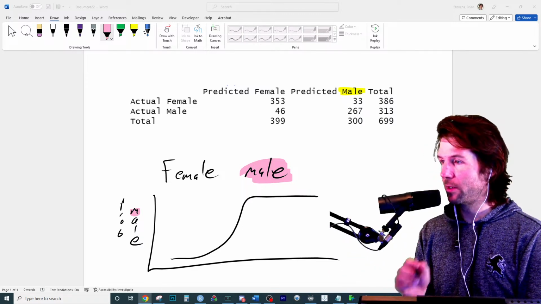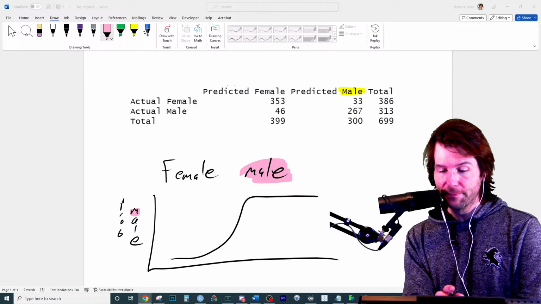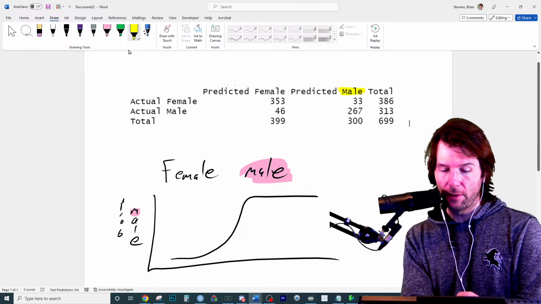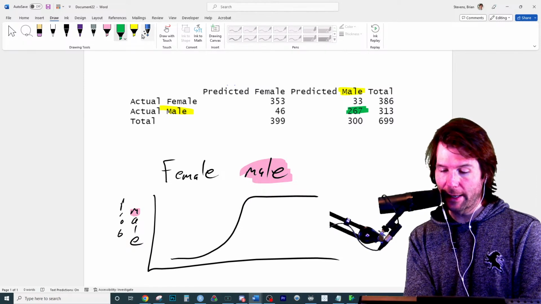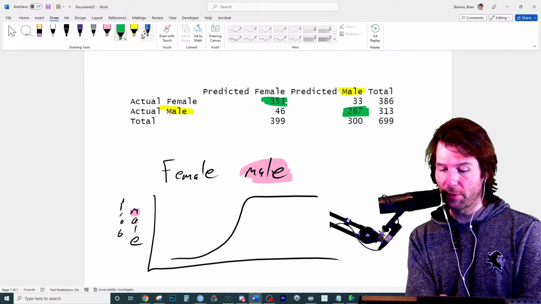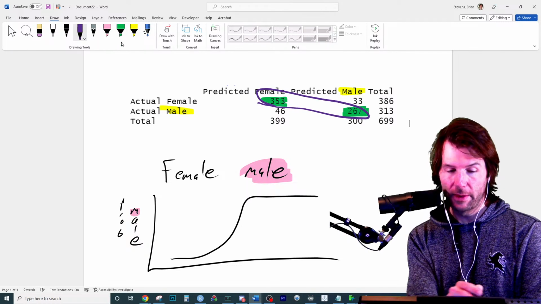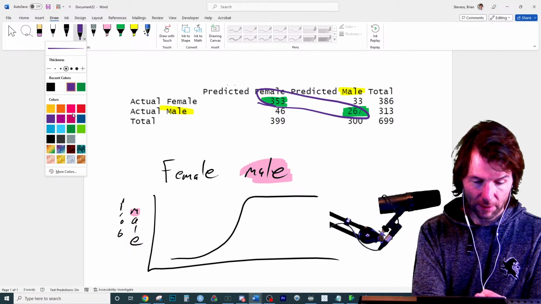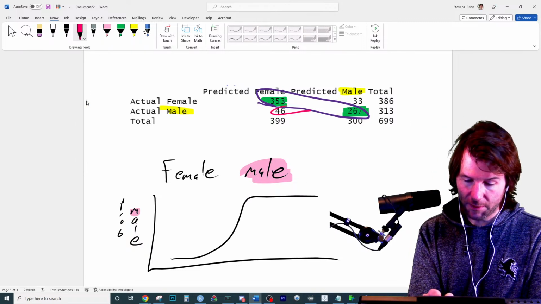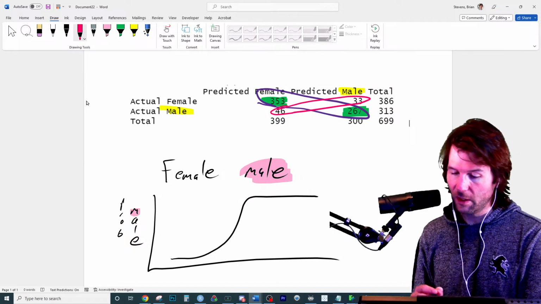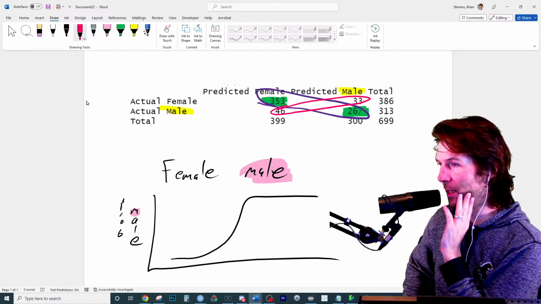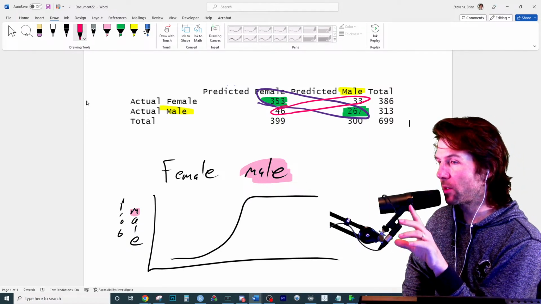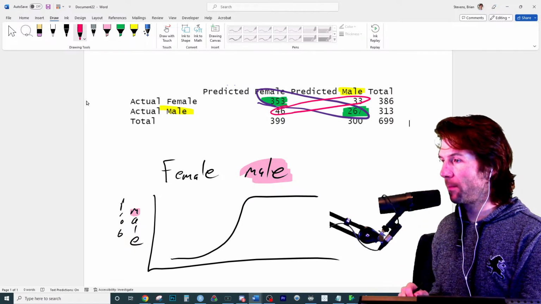But Didi was pointing out that we predict people are male, and we might get correct that somebody is male right here. So this would be an accurate prediction, and these would be accurate. A lot of times this is called the on diagonal, and then the other one is called the off diagonal. Why is it called the off diagonal? Think about why it's called the off diagonal and look at the combos you get.